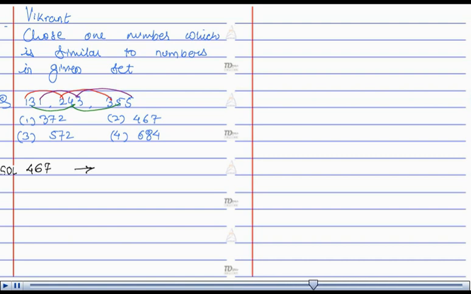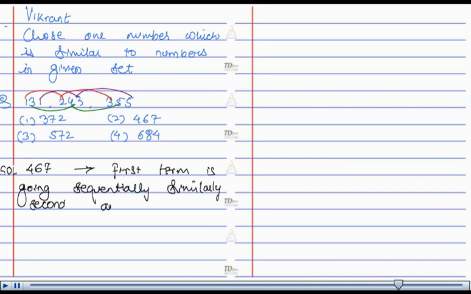So this sequence is obtained as the first term goes sequentially. Similarly, the second and third terms go leaving 2 spaces. So the answer is second.